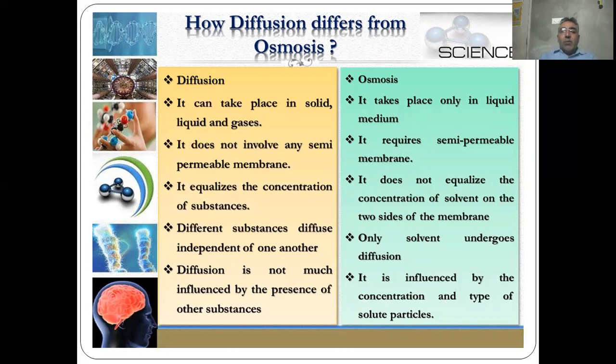Osmosis takes place only in a liquid medium. It requires a semi-permeable membrane. It does not equalize the concentration of solvent on the two sides of the membrane. Only the solvent undergoes diffusion. It is influenced by the concentration and the type of the solute.